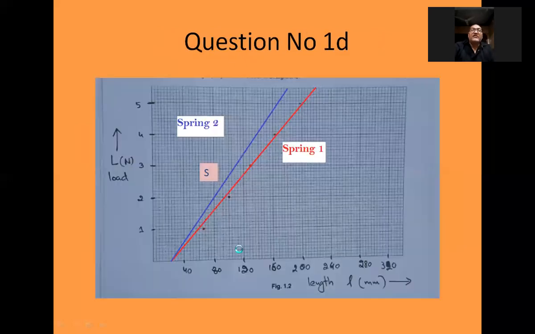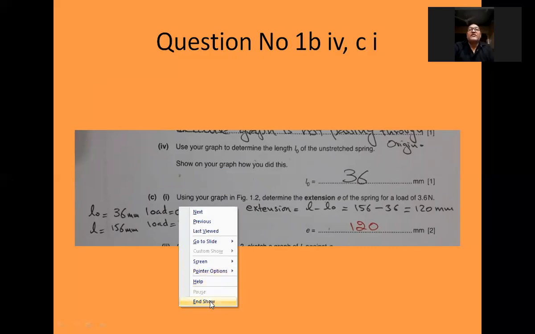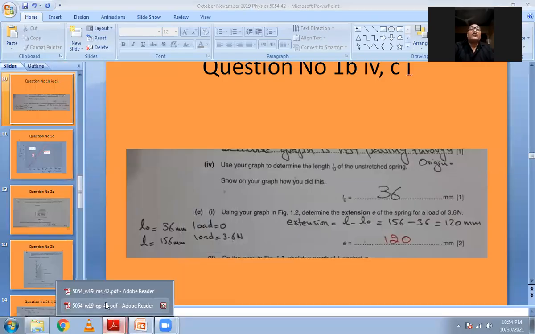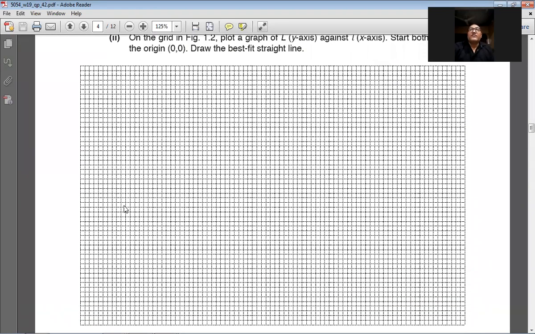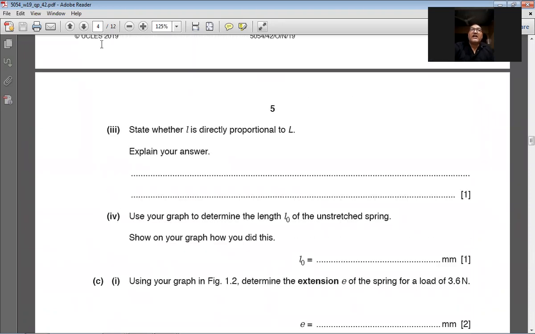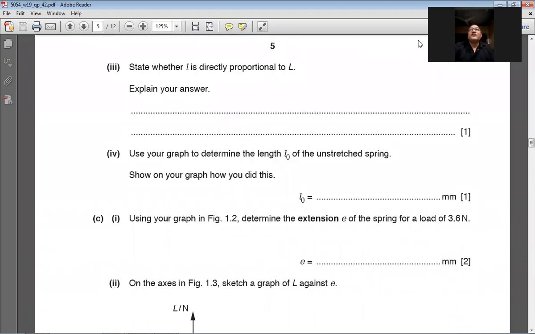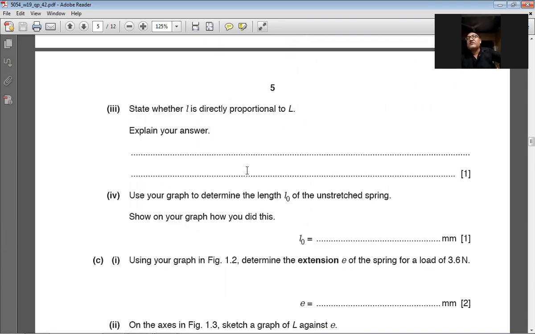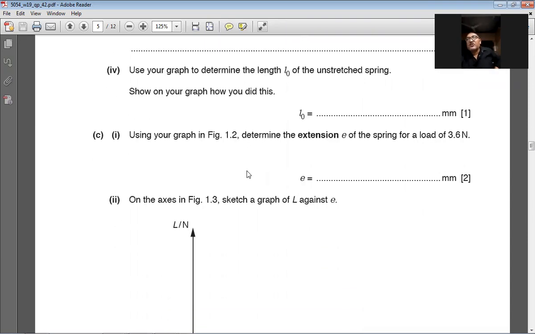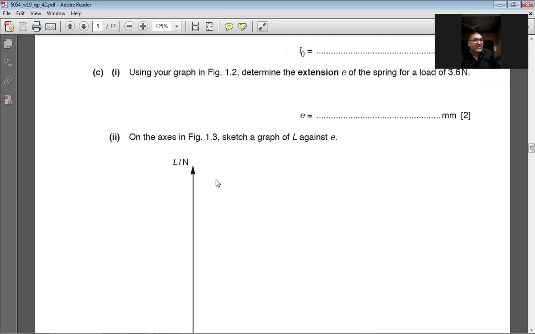Now we move to the next question. Let me go back to the question paper so you can check the questions also. So this was that question where they have asked you to draw the grid and then the graph. We were working on this question, and you can see that we have answered this question, this question, and this question. The third part was 1 mark, the fourth part was 1 mark. Question number C, 2 marks. We are done with that.